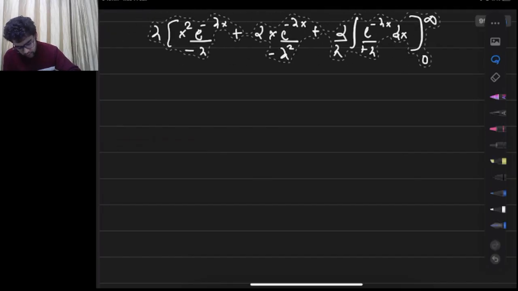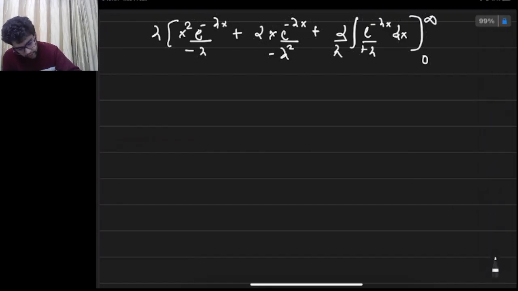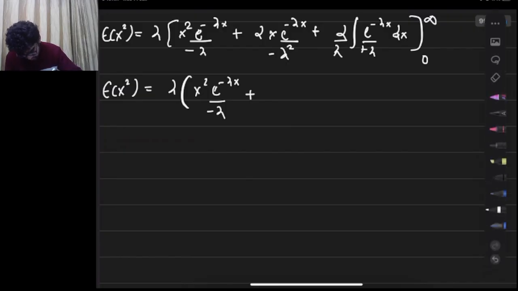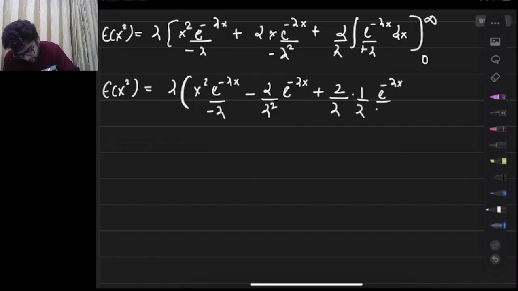So we have this expression now. This is E of x square, right? So E of x square then becomes lambda times [x square e to the power minus lambda x over minus lambda, minus 2x upon lambda square e to the power minus lambda x, minus 2 upon lambda cube e to the power minus lambda x], evaluated from 0 to infinity.